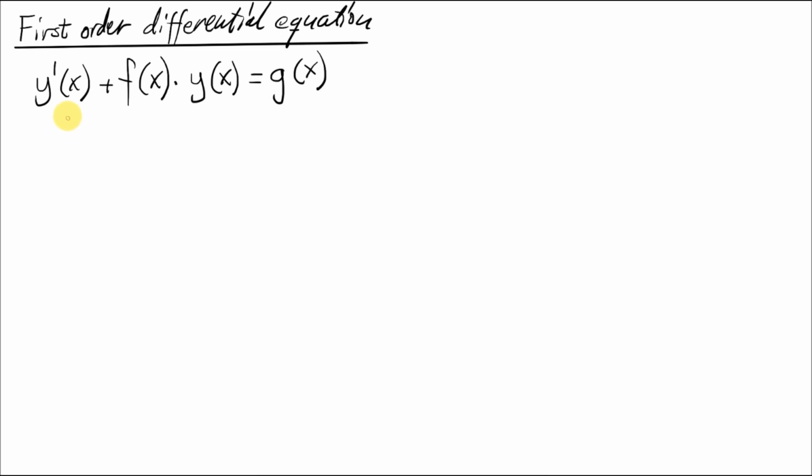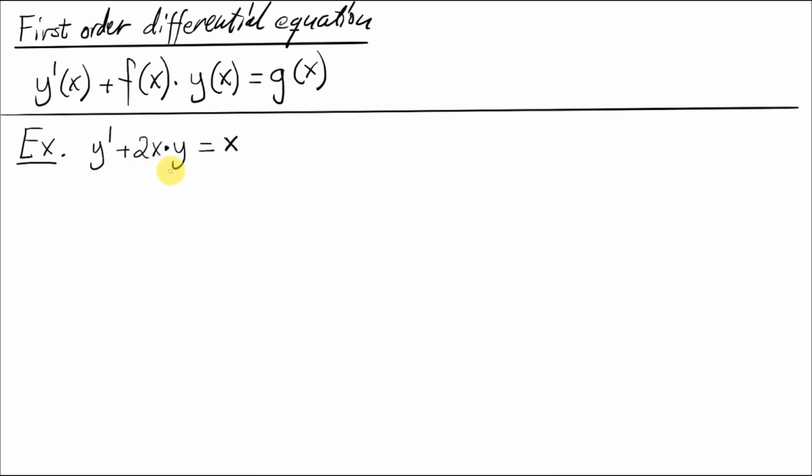A differential equation of this type is called a first-order differential equation. The differential equations we have seen so far have been special cases of this, where this was a constant and this was 0. So now we will see how we can solve this generally. Here f and g are known functions and y is the unknown function we are seeking. We will show with a concrete example how you solve an equation of this form.